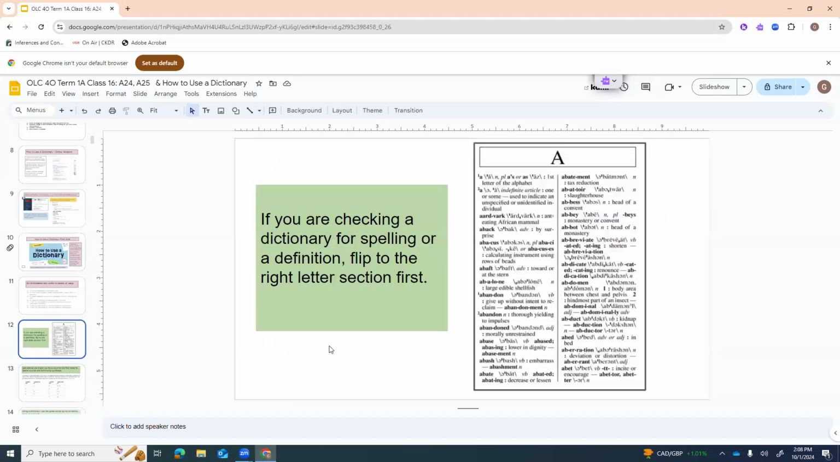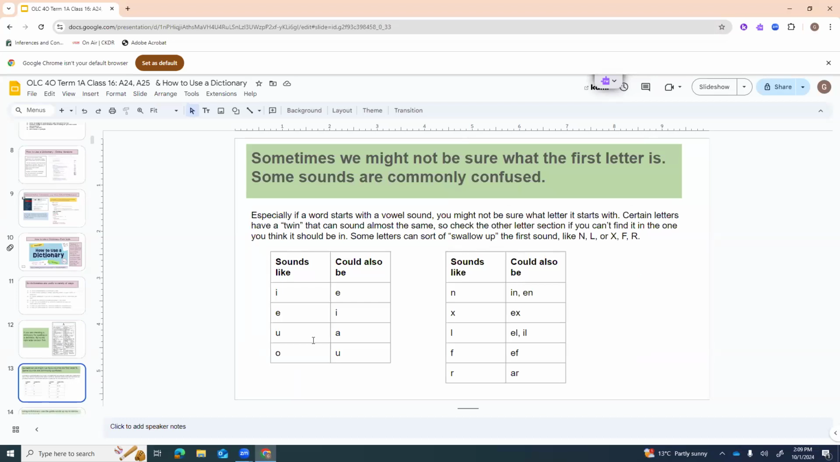So if you're checking a print dictionary for spelling or definition, flip to the right letter section first. Sometimes down the side, you'll see like a little color code, like all the A's would be red and then the B's would be blue. But anyways, find that section first. Then, sometimes it's the very first letter that we're confused on, right? There are some sounds that are commonly confused. Vowels are one example, right? Sometimes we think a word might start with a certain letter, but actually there's a twin letter that sounds almost the same. So if you're looking for a word and you can't find it in the section you think it should be in, here are some of the possible kind of twins that it might be.